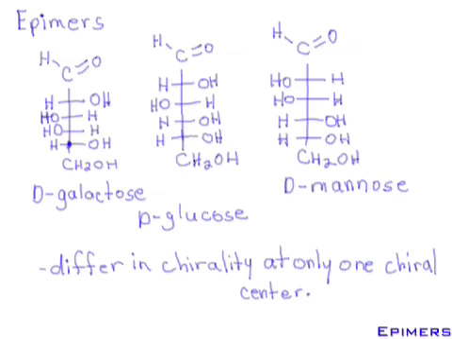So why use the term epimer? An epimer is simply a special diastereomer. Epimers are diastereomers that are different in chirality at only one chiral center. Let's look at D-galactose and compare it to D-glucose. This chiral center and that one's the same. This one and that one's the same. And the last one's the same. They only differ here, at that chiral center.